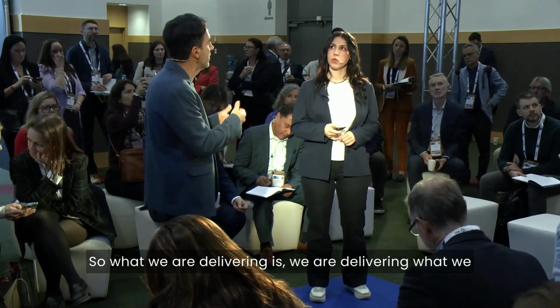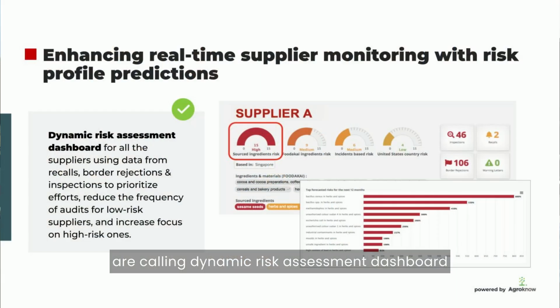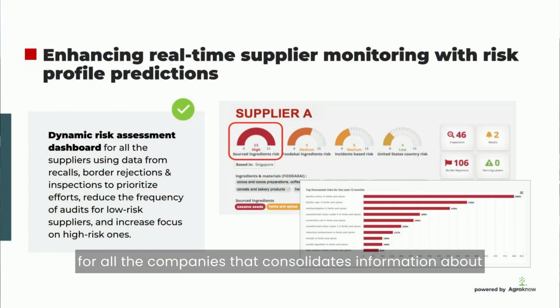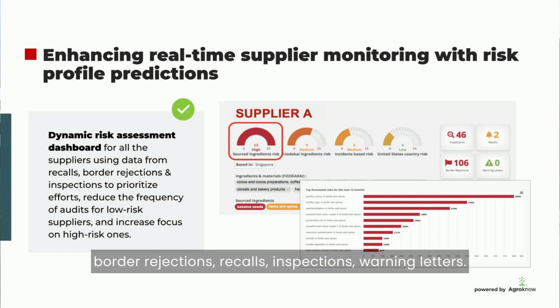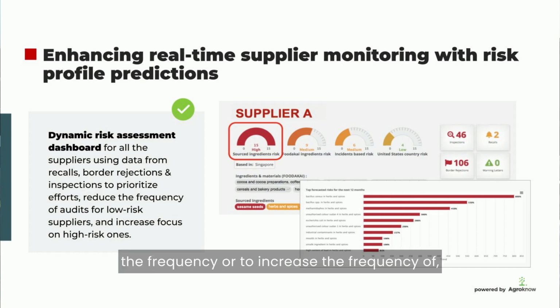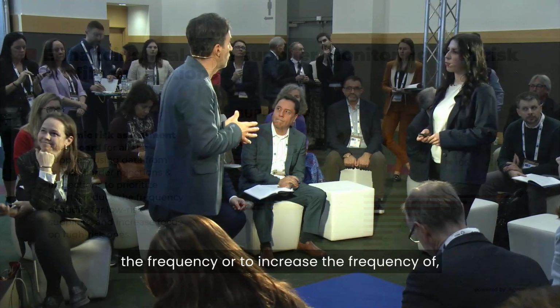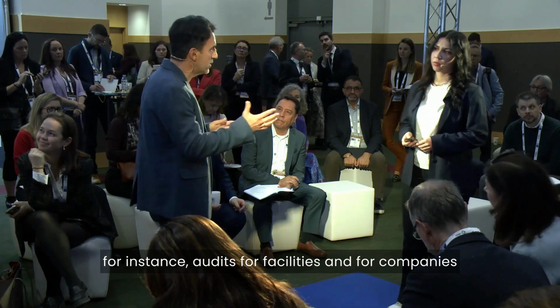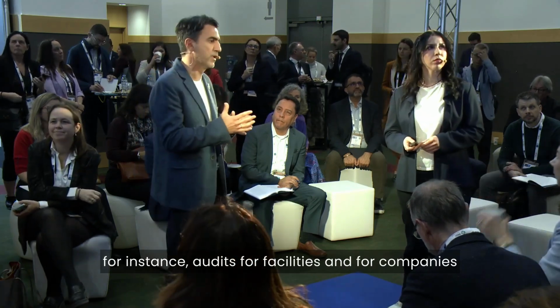It's not enough to have a risk assessment for the company once per year, because there are many risks that can affect this company. So what we are delivering is what we call a dynamic risk assessment dashboard for all the companies that consolidates information about border rejections, recalls, inspections, and warning letters. This profile is used to prioritize effort and to reduce or increase the frequency of, for instance, audits for facilities and for companies that are right now at high risk.